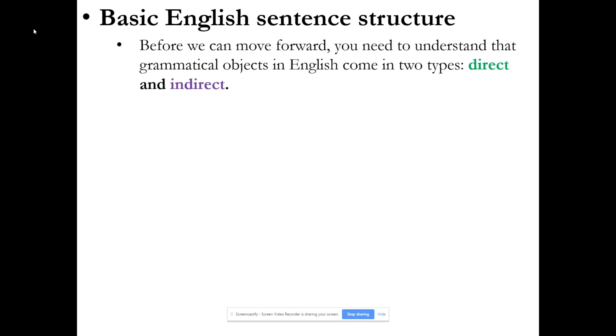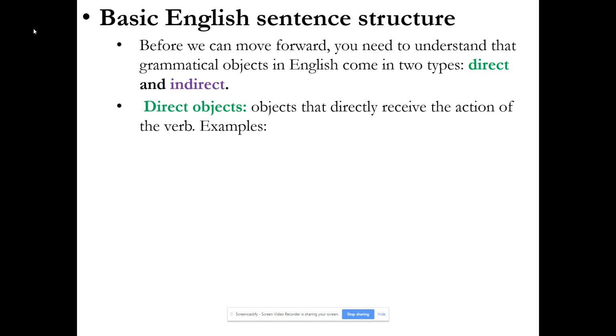So, moving right on. You also need to know a little more about objects. There are two kinds of objects: direct objects, which will be coded green, and indirect objects, which henceforth will be coded purple. So direct objects are objects that directly receive the action of the verb. Examples: same sentences as before. Jesse plays Civilization. Civilization is being played, that's the thing being played. The verb to play is acting directly on this object, this noun, Civilization.